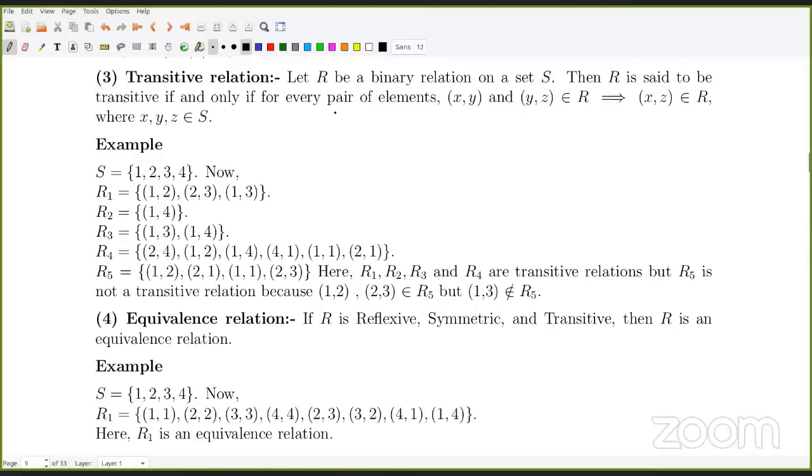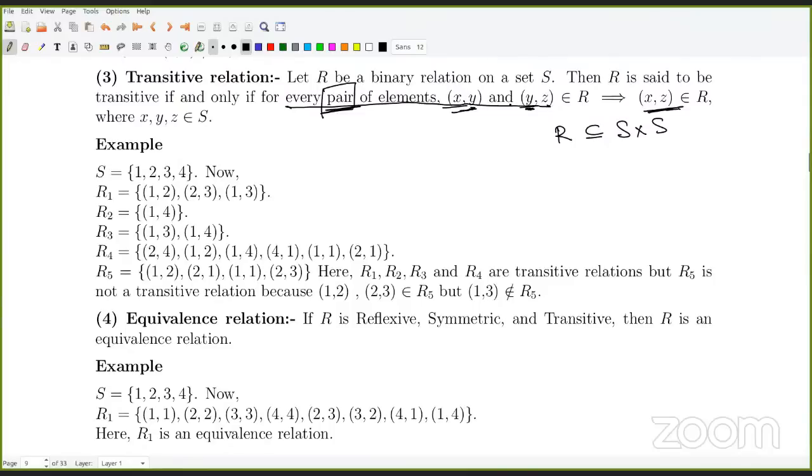We were discussing transitive relation yesterday. A transitive relation: if I have any binary relation R on a set S, that means any relation R defined on S cross S, a subset of S cross S, then R is said to be transitive if and only if for every pair of elements (X, Y) and (Y, Z), that is, we pick a pair such that the last element of the first pair and the first element of the second pair are the same, then I should also have (X, Z), a third element, in my relation R. If and only if this condition is satisfied, R is said to be transitive.